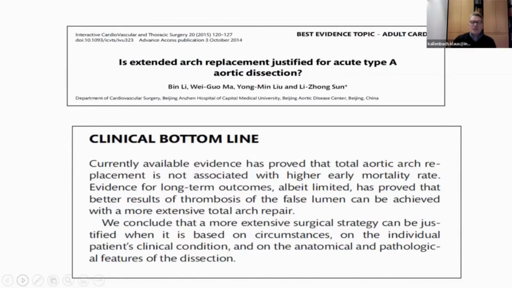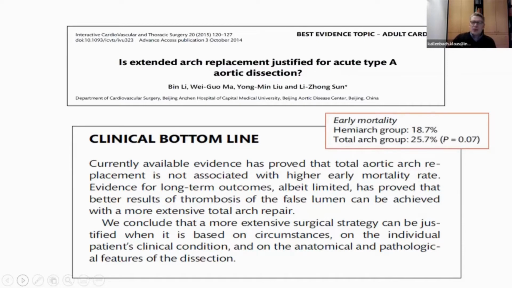There's another work from China, the famous Sun, who is operating on enormous numbers of patients, certainly with a very high selection bias. But he said that a more extensive surgical strategy can be justified when it is based on circumstances. So he's quite careful. Mr. Sun does a frozen elephant trunk in all patients with dissection, so placement of the aortic arch and a stent downwards. He can do this because all patients are in good shape, since only healthy, very stable patients are operated on. I'm not sure that we can transfer this data from China to Europe. And I think if the aortic root is not involved directly, we should spare it. Next slide, please.